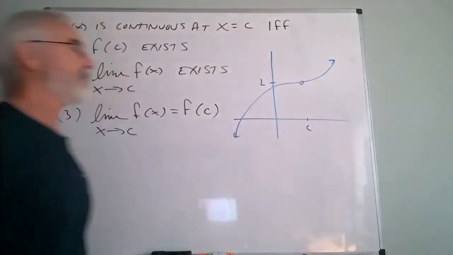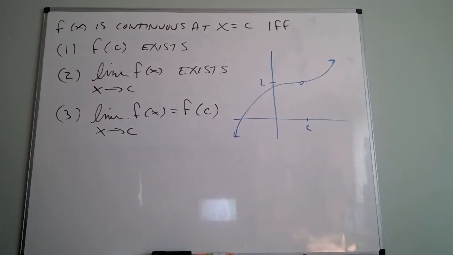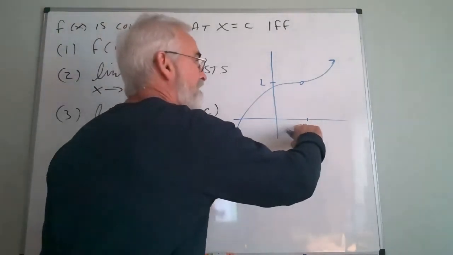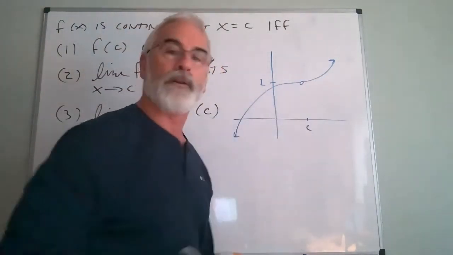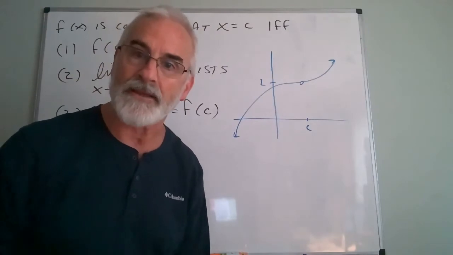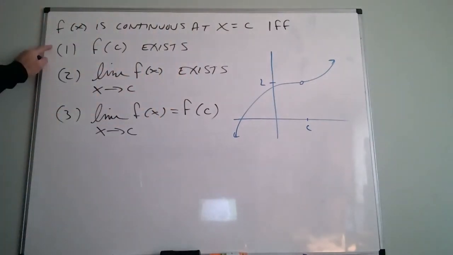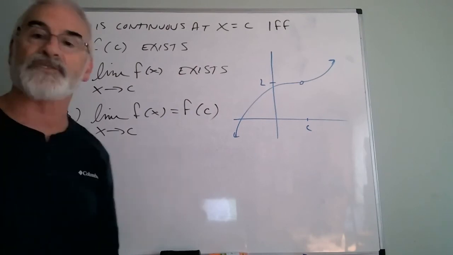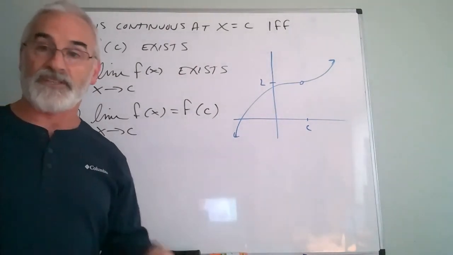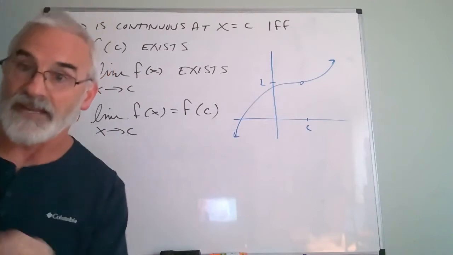I'm putting a hole there. So right now, the limit as x approaches c is in fact L. But f of c does not exist because there's a hole there. c is no longer in the domain. So I failed the first criteria. The limit existed, but f of c does not exist. f of c is not in the domain. So that's case number 2.